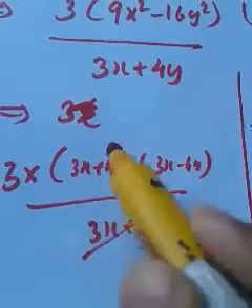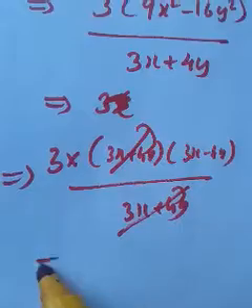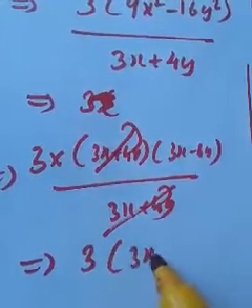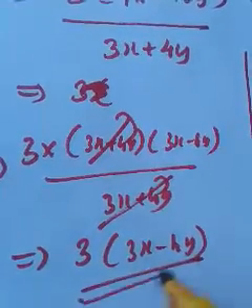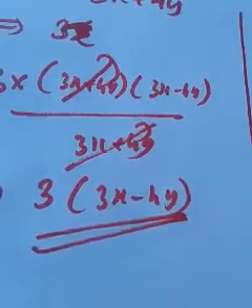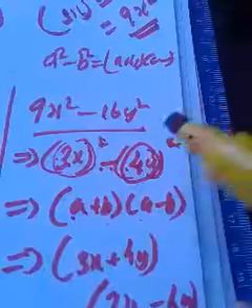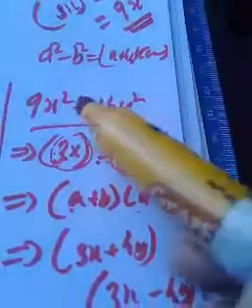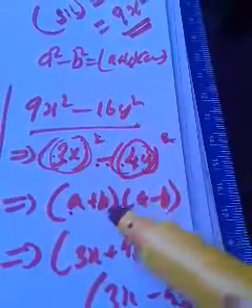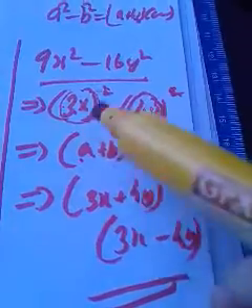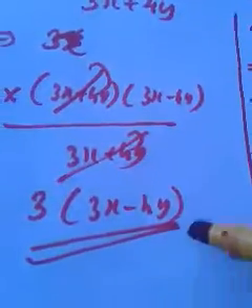You can cancel these two terms. This is the advantage. So what we will get? 3 into 3x minus 4y will remain. So this is the different kind of approach we have made, and we know how to factorize this kind of question by using this identity. You may have understood that. This is a way of solving this kind of question.